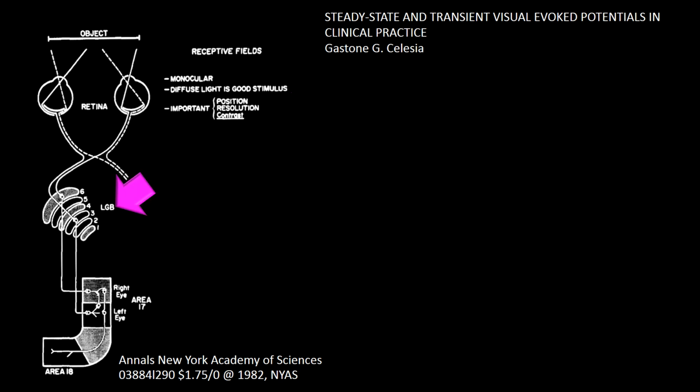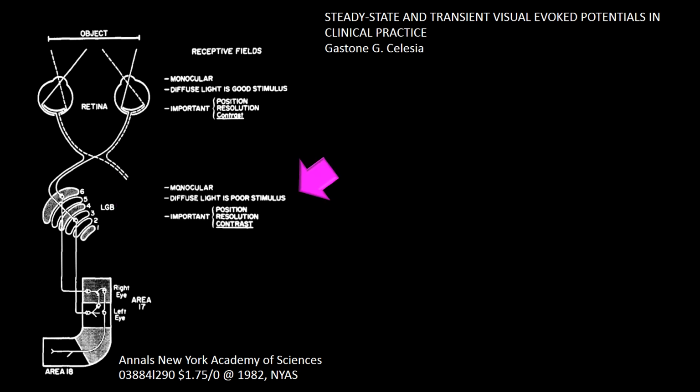At the level of the lateral geniculate ganglion, the receptive field is still strictly monocular, but unlike in the retina, diffuse light is a poor activator. Position and resolution continue being significant activators, but contrast becomes the most powerful activator at this level.